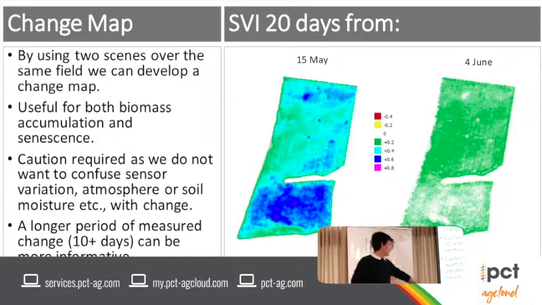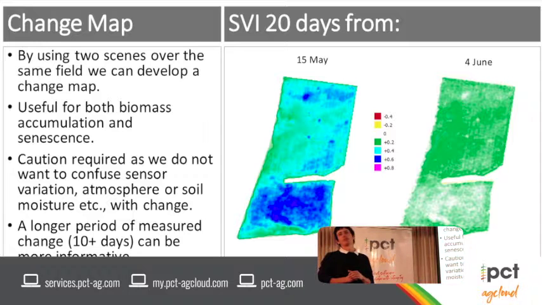And a longer period of measured change, 10 days, can actually be more informative than, say, 3 days or 5 days. So with some services offering a daily image, a change map over 1 or 2 days could show some sort of change, but it might just be sensor variability, or it might just be atmospheric variability. So having a 10-day gap with these change maps is probably a good one. 10, or at least 10, and then usually 20s, you actually see more variability on the map, so it's quite a bit more interesting.